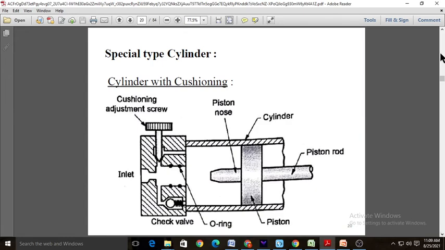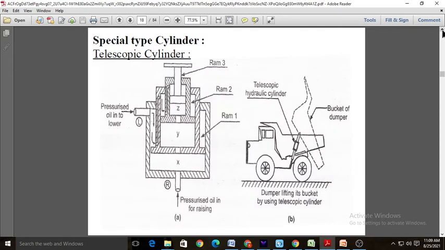This is actually not included in our syllabus, but still we are going to see. Here in case of the dumper, we are going to use this telescopic cylinder actuator, where a number of cylinders are mounted just one inside another, and when the extension stroke is started, the cylinder moves out one after another and produces the linear motion, causing the dumper to move in the upward direction.